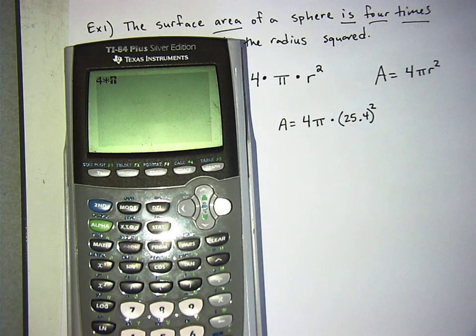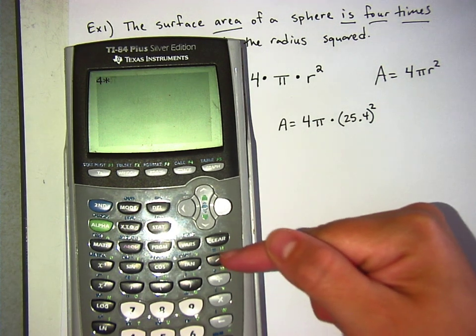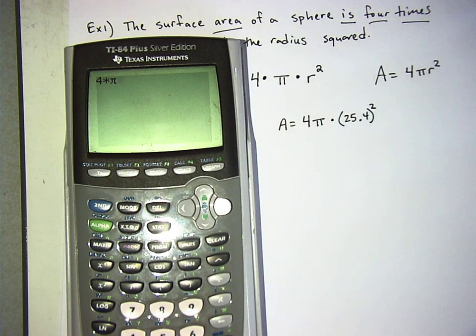Is everybody there? Yep. Okay, and then you're going to hit the pi button, which is this one right above divide. See how there's like a tiny pi next to it? So everybody needs to hit 4 times pi. I'll wait for you. Sweet. And then times, you're going to put in the radius 25.4.